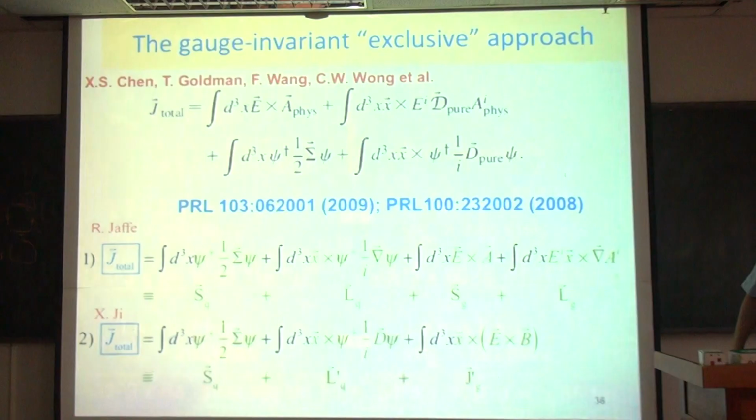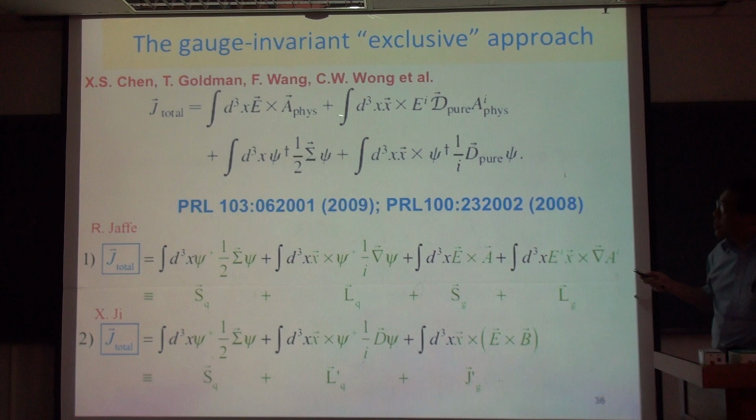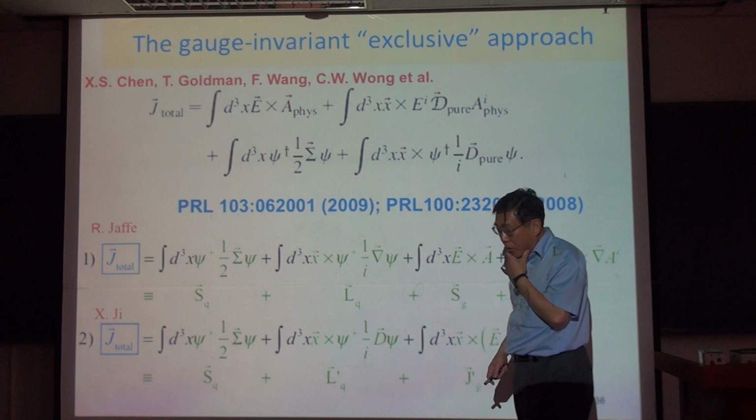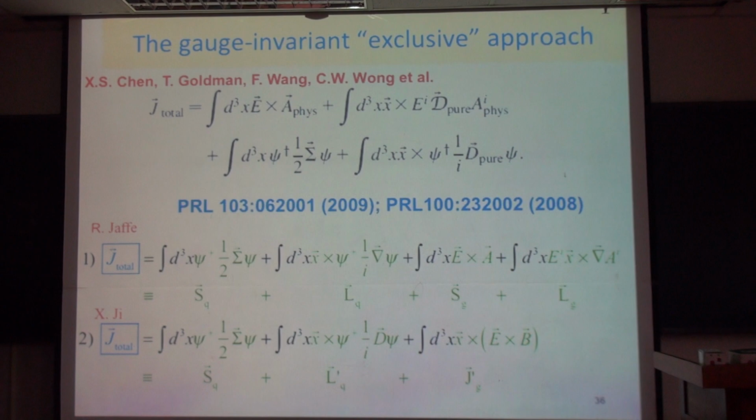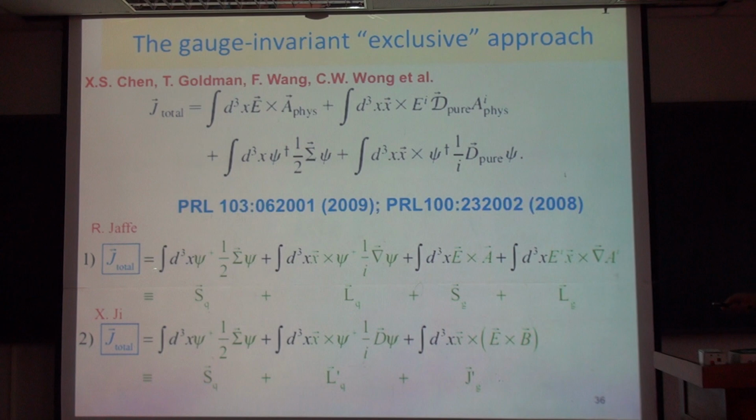Now let me show you a little bit of the controversies of the gauge invariance problems. A few years ago, Xiaozhong Chen, Goldman, Wang and others showed that there used to be a thinking, from Xiangdong Ji's claim, that you have glue total angular momentum, which you cannot, like a quark, decompose into a spin and an orbital angular momentum for the glue. But these people claim that you can. So that started a lot of controversies in a gauge invariant way. Of course, Jaffe and Manohar showed that you cannot do it. You can only do it in the light-cone frame.